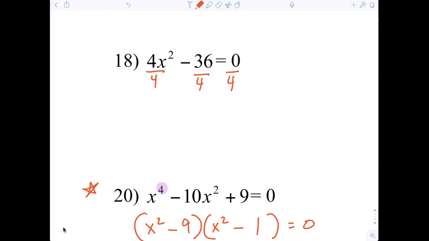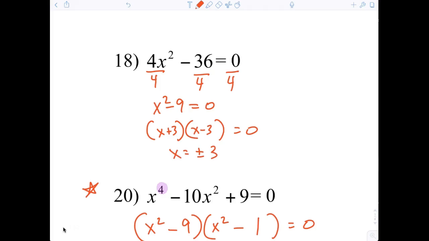Would it be x minus 9? No. Or x squared? Yes, it's x squared minus 9 equals 0. And then you're factoring x squared minus 9, of course, into x plus 3 and x minus 3. So x could be plus or minus 3.